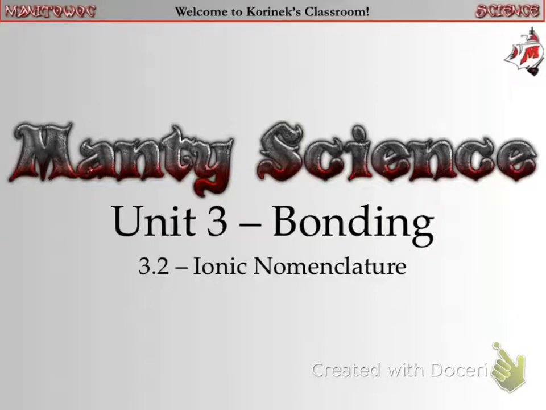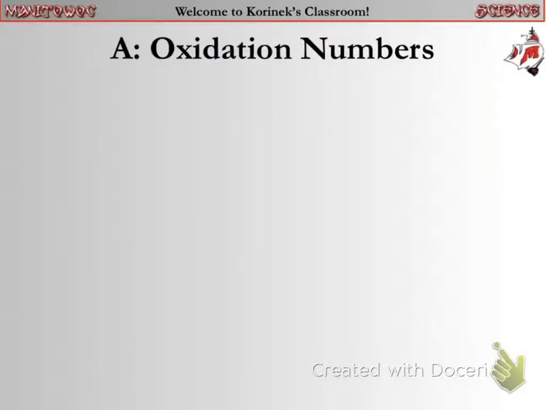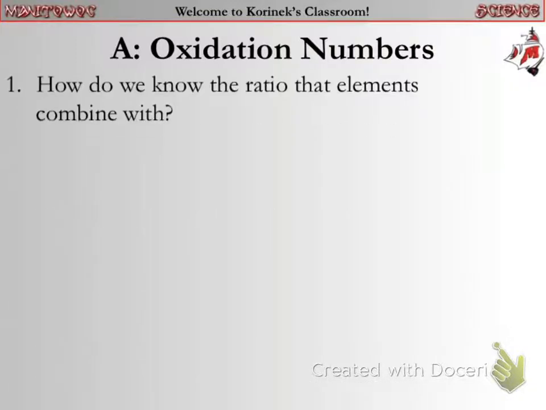All right, let's roll right on to Unit 3.2, Ionic Nomenclature. I had said yesterday something about your ability to learn another language by taking chemistry class, and this is where that all starts in Section 3.2, Ionic Nomenclature. So the first thing we've got to talk about are something called oxidation numbers. The oxidation numbers are going to help us answer this question.